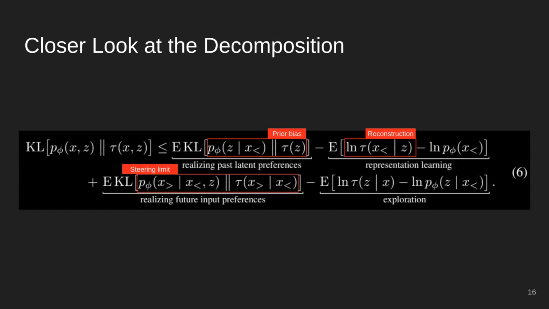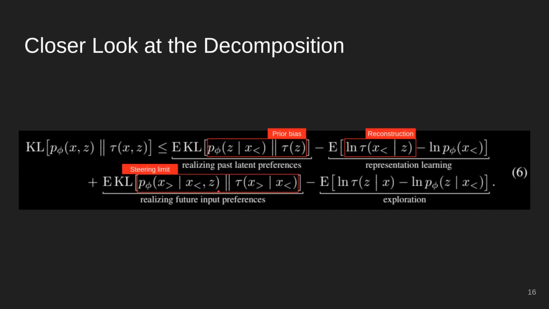This third term, although it is mentioned as control objective, I call it the steering limit, and I will explain why in a bit. So this is basically the preferred input distribution, which is basically aligning the world with the belief. So if you look, we have the future given the past and the latent variables. And basically we are shaping the future using the past and the latent variable. And the latent variable is something that the agent is in charge of and in control of.